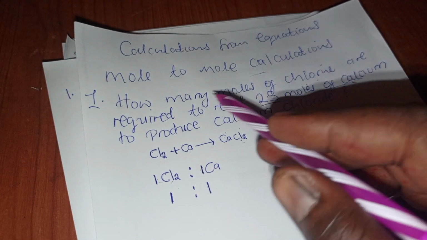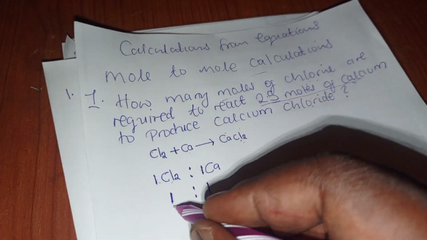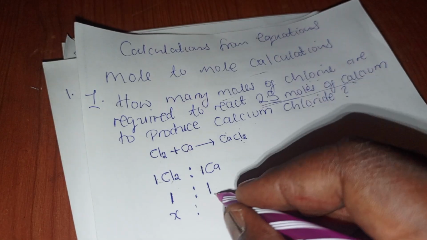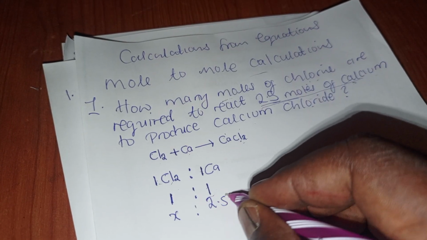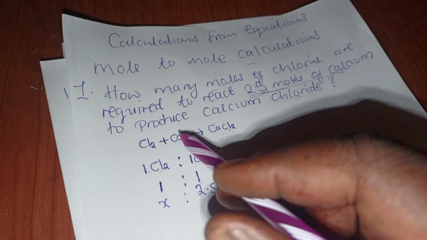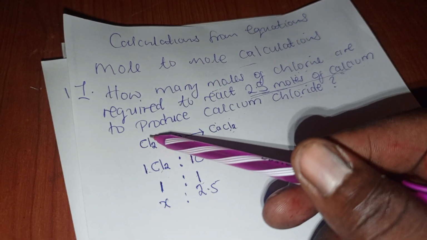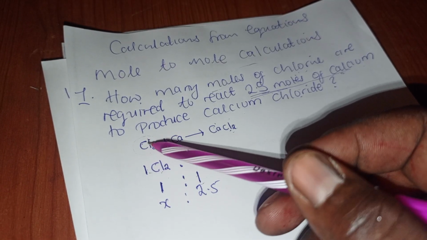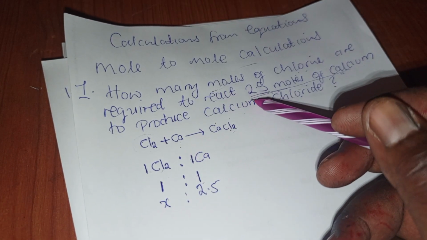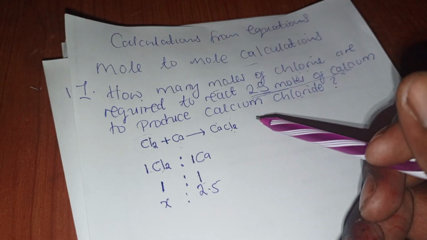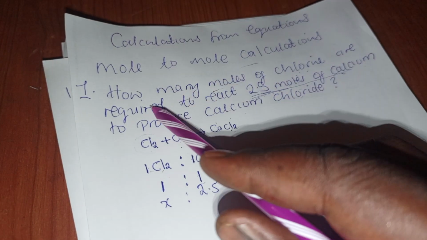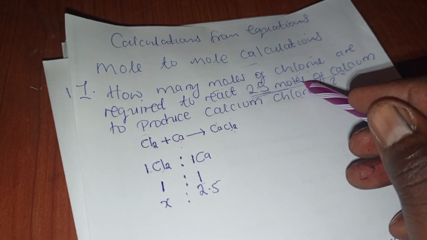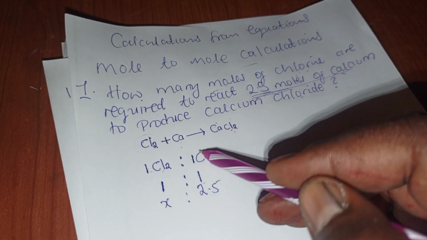Then we go to the question. How many moles of chlorine? So for chlorine I'll put X here. Then for calcium, the number of moles given in the question is 2.5. Don't forget that the first, you get the compound or element that you are finding or requested, which is chlorine. The second, you get the compound or element whose number of moles is given. Since we're finding the number of moles of chlorine gas, we write chlorine here. Since the number of moles of calcium is given, we write calcium here.